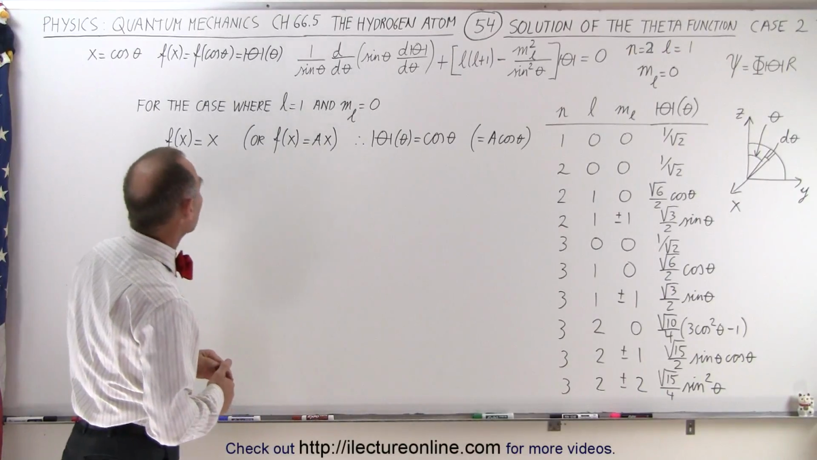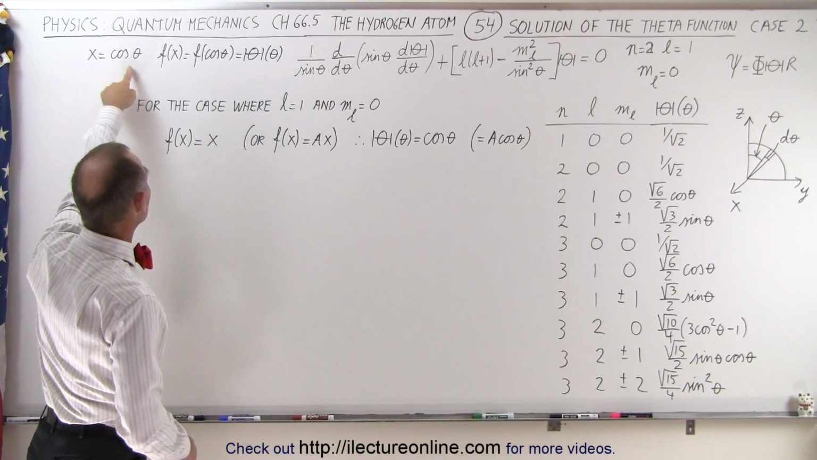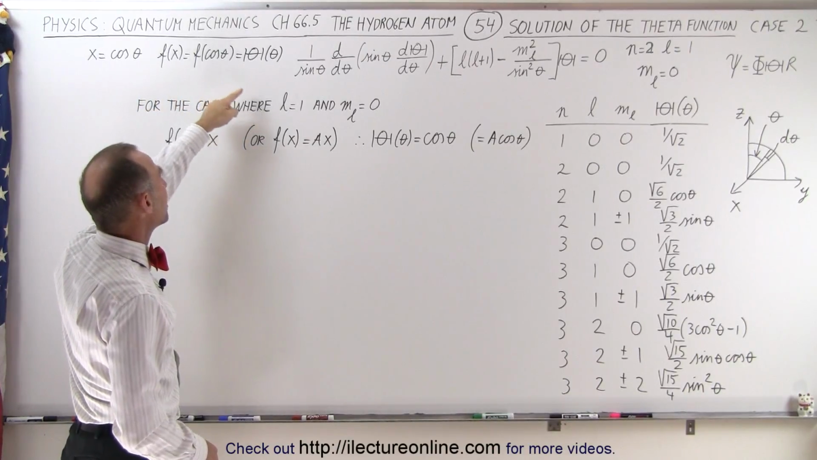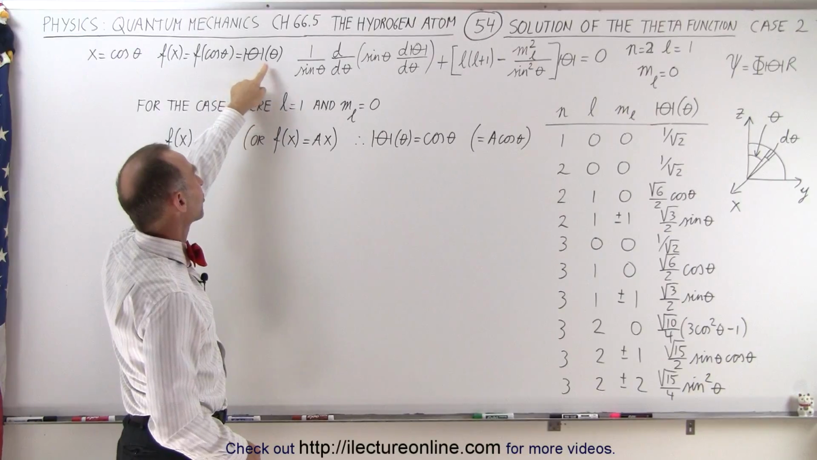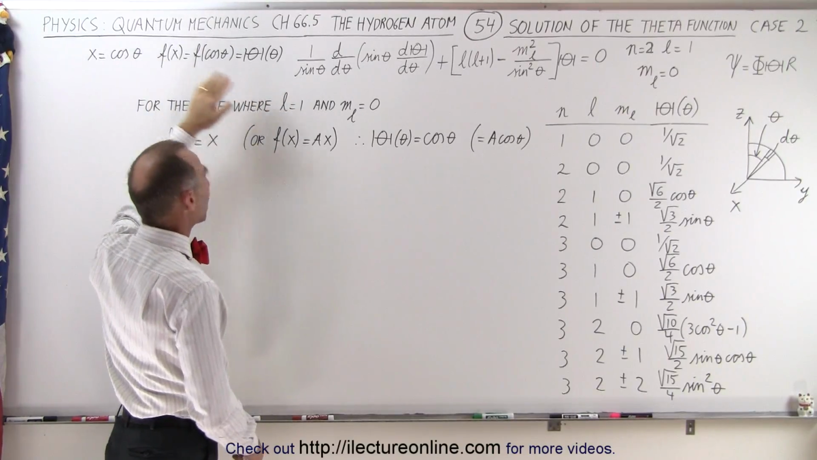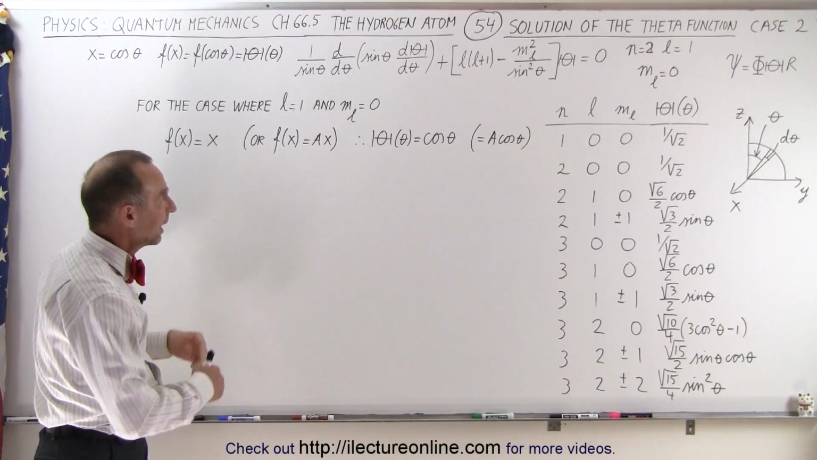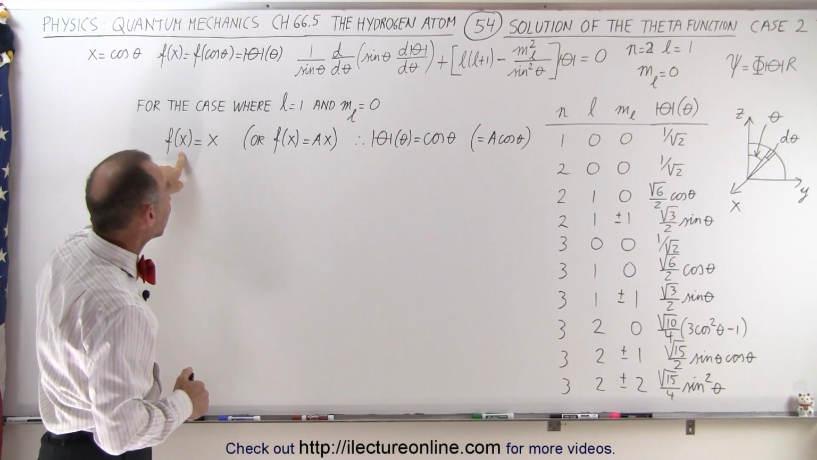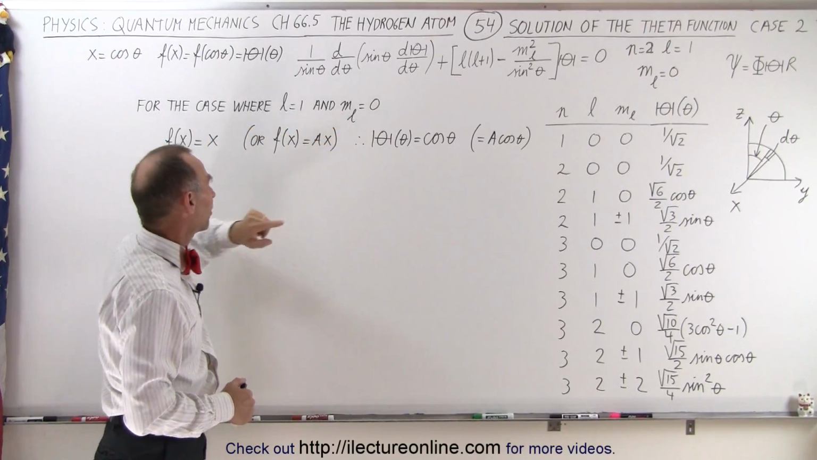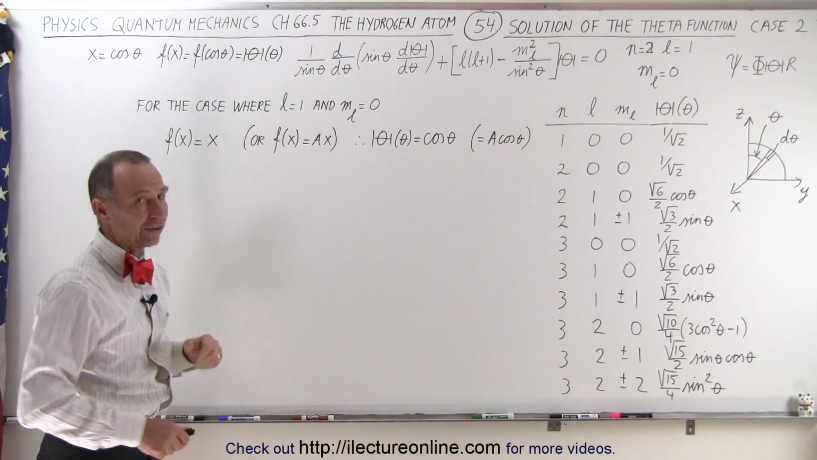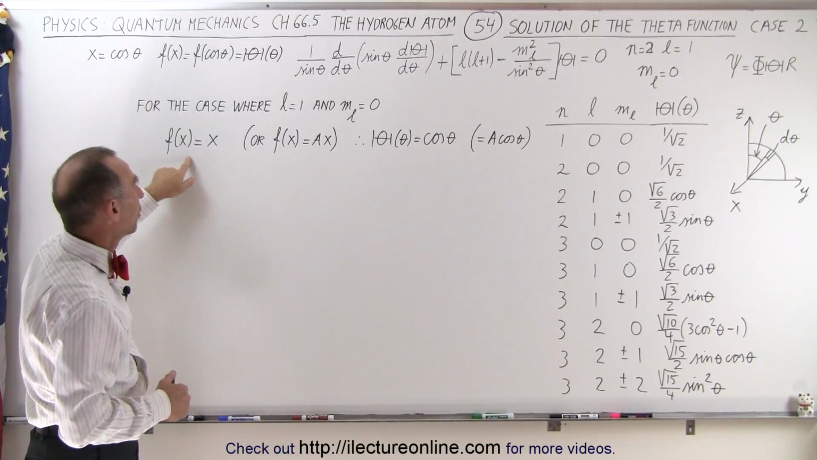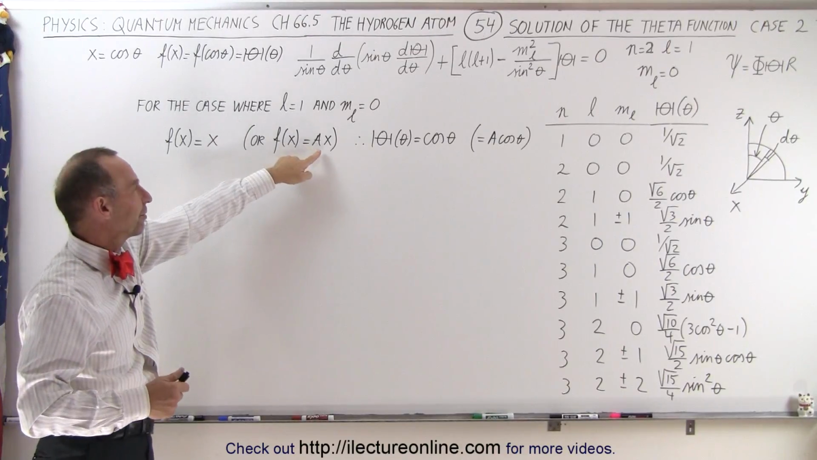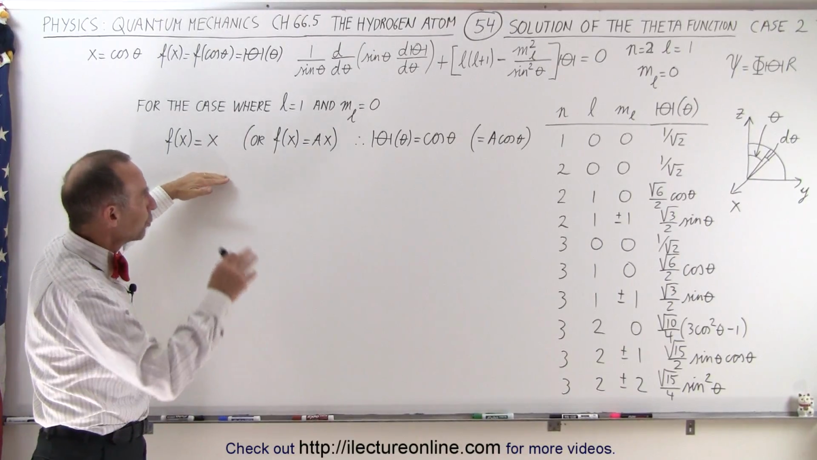Well, first of all, we remember that we made the substitution that x equals the cosine of theta and f sub x equals f of cosine of theta, which means that the theta function is going to be a function of theta, so that these are equal to one another, just a different format of the equation. And when we solved that equivalent differential equation, we found that the solution in the case where L equals 1 and M sub L equals 0, f sub x is equal to x. That's the solution to that equation. Of course, we have to remember that we really should put a constant in front of it and then normalize it to find the value of the constant, but we'll do that later.